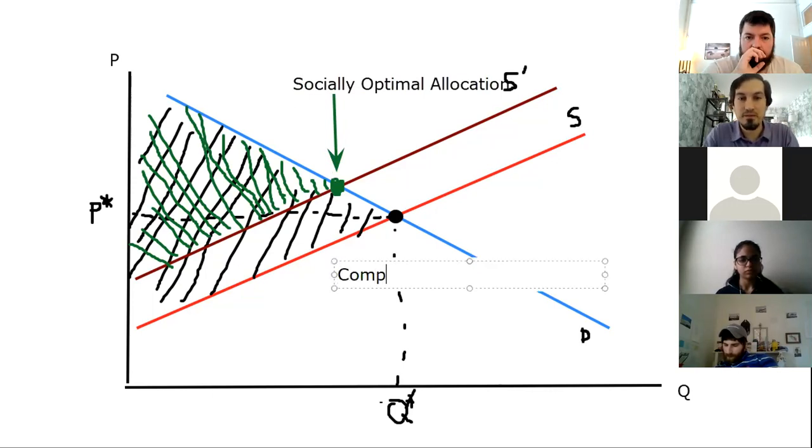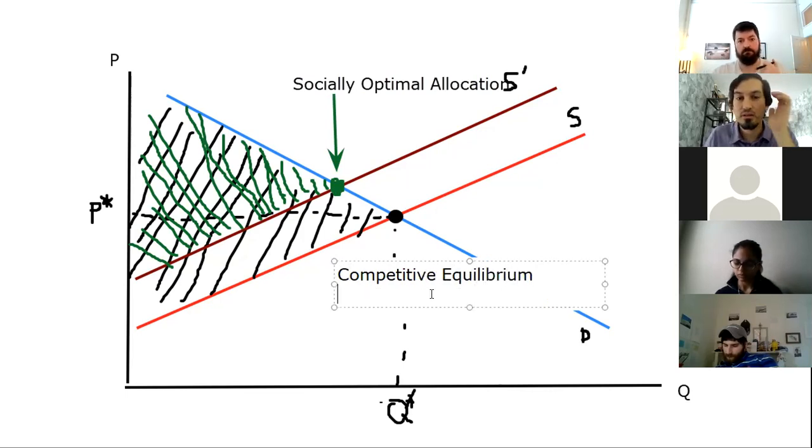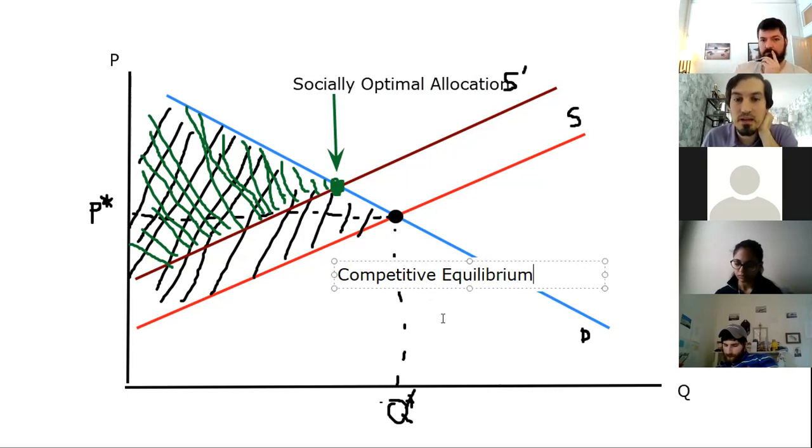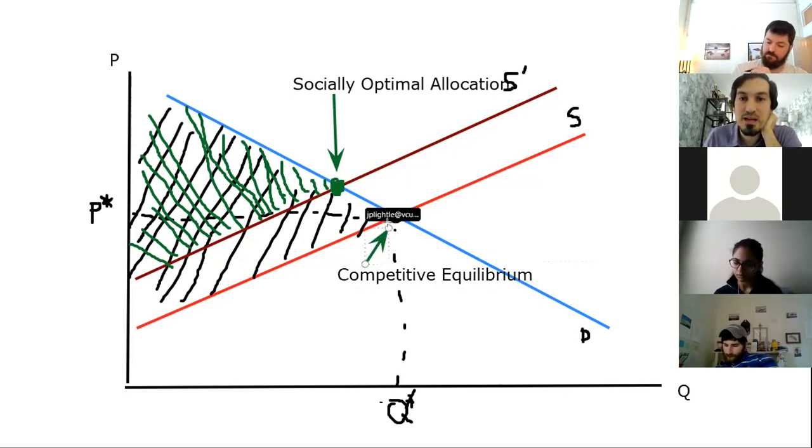The competitive equilibrium hasn't changed. It's still the same, right? I don't want you to think we have a new competitive equilibrium. Actually, we don't. Competitive equilibrium is still that point. I wish it was black. Maybe it'll change. Nope, it won't change.